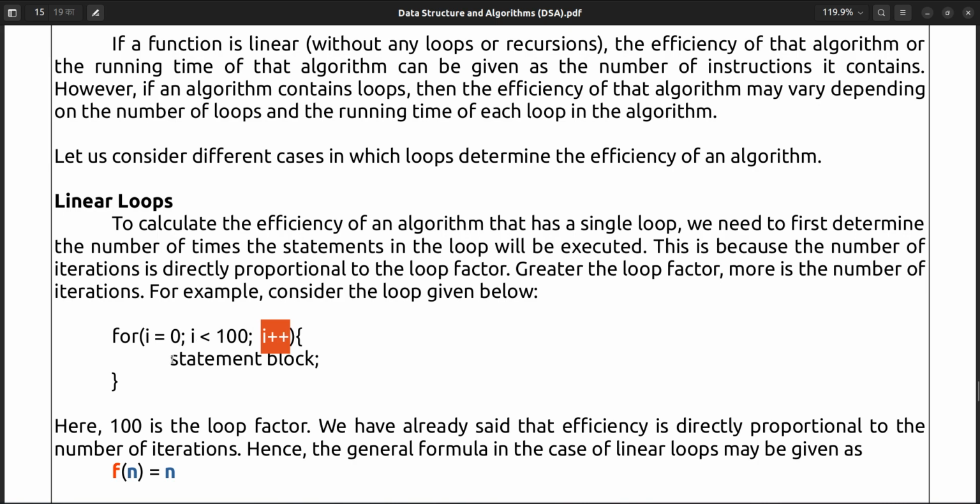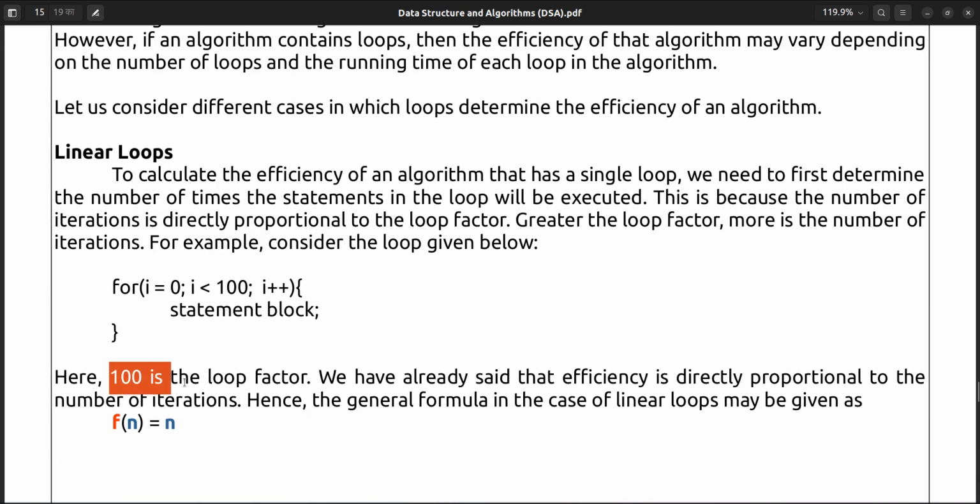So how many times will this statement be executed? 100 times this statement will be executed. So here 100 is the loop factor, because this loop will run 100 times. So definitely the statement will be executed 100 times. So how many statements will there be? 100 statements there will be, definitely.